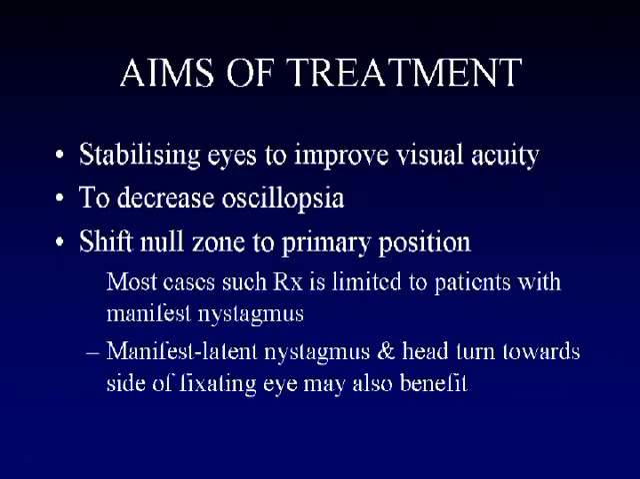The aims of treatment, what is the aim? You face a child with nystagmus, you've diagnosed, you know your options are limited, but what is your aim of treatment? You need to stabilize the eyes so that there is some improvement of visual acuity, decrease the oscillopsia if the patient has oscillopsia, and shift the null zone to the primary position. In most cases, this treatment is limited to patients with manifest nystagmus. Manifest latent nystagmus and head turn towards the side of the fixing eye may also benefit to a certain extent.